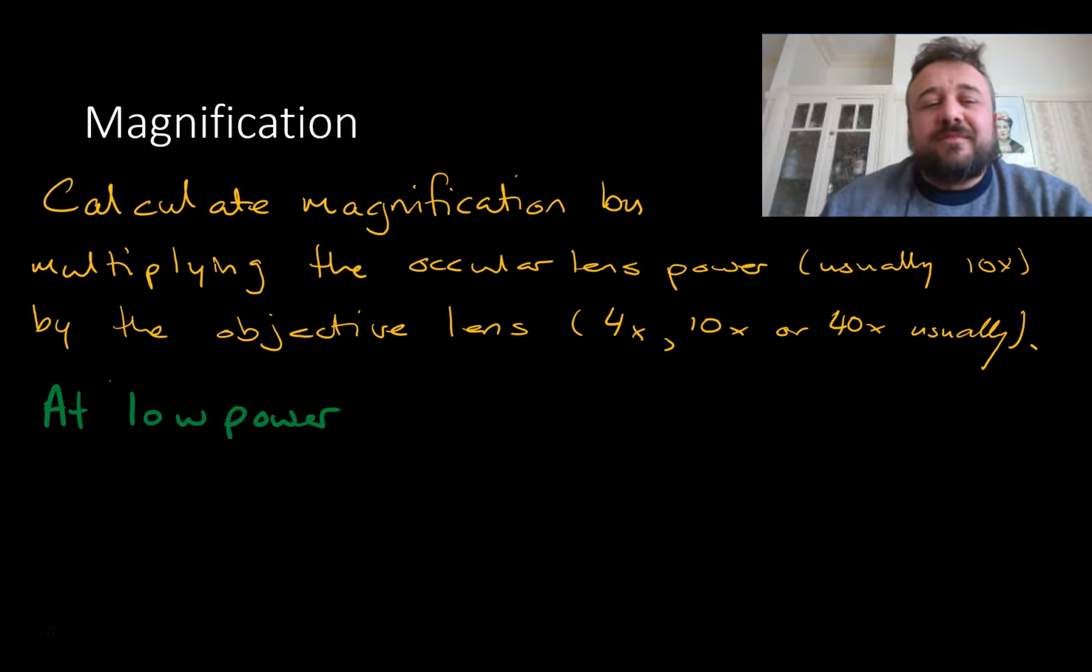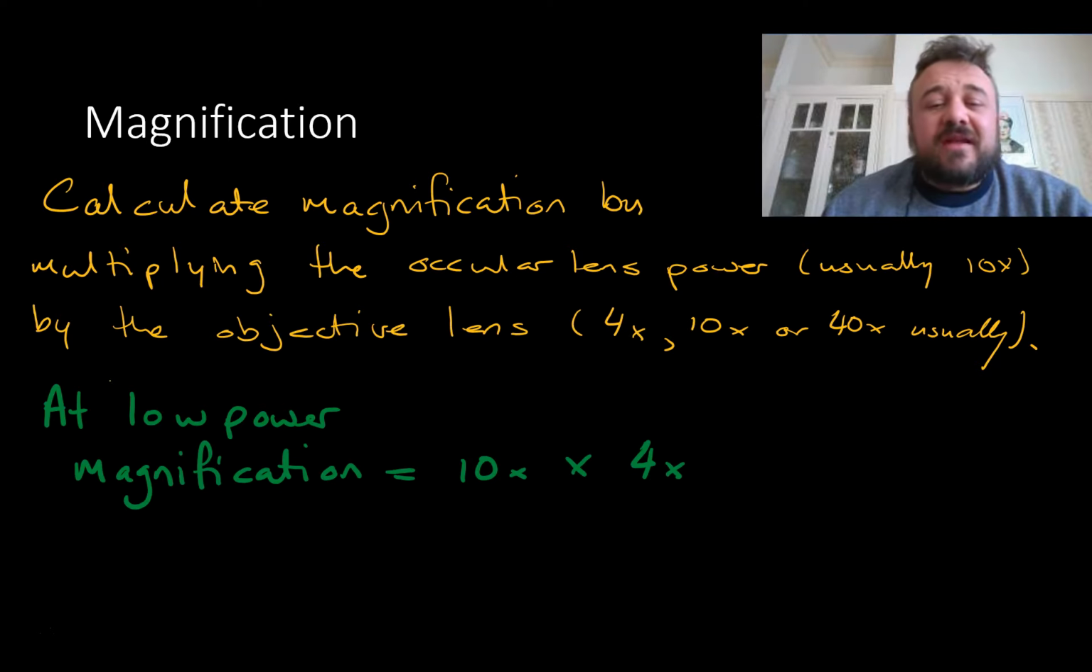So let's talk about magnification. We want to be able to calculate the magnification, and we do this by multiplying the power of the ocular lens, usually 10, by the objective lens, which in a school setting is usually 4, 10, or 40 powers. So a magnification is 10 times multiplied by 4 times. This is at low power. And we end up with 40 times. If we wanted to do this at medium power, it would be 10 times by 10 times. So it would be 100 times would be our magnification. And 40 times would be 10 times 40, and we would be at a 400 magnification.